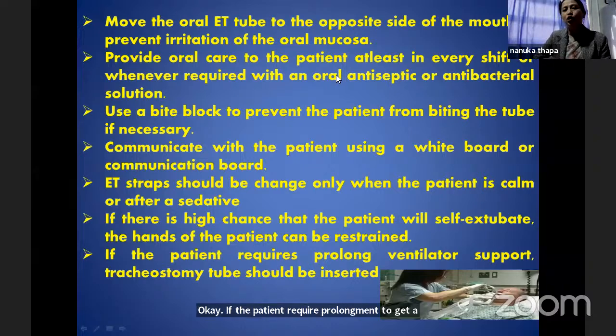So if a patient requires ventilator support for a long time, it can be 2 weeks, 3 months, or years, okay? We have to always plan to change that ET tube to a tracheostomy tube, okay? So why do we need that? Can anyone say why do we need to change it?